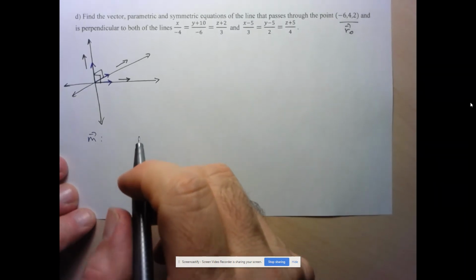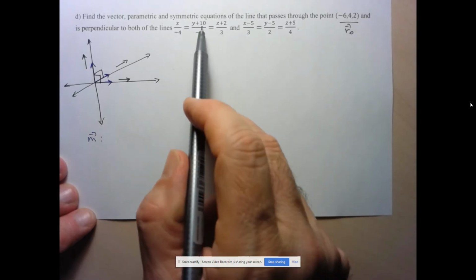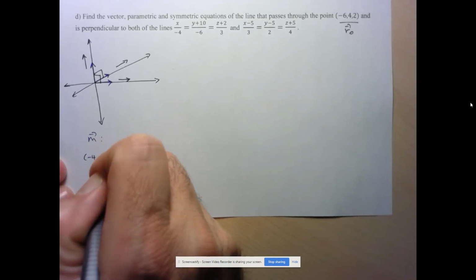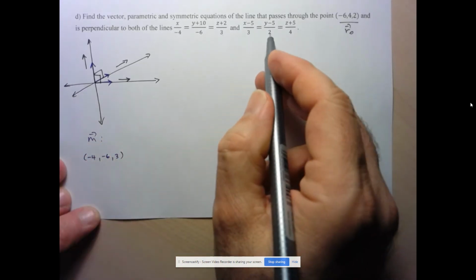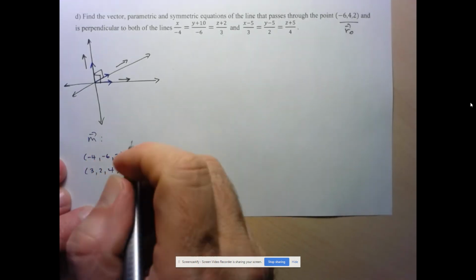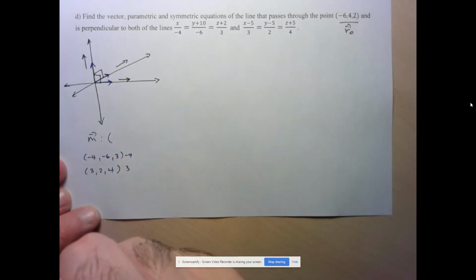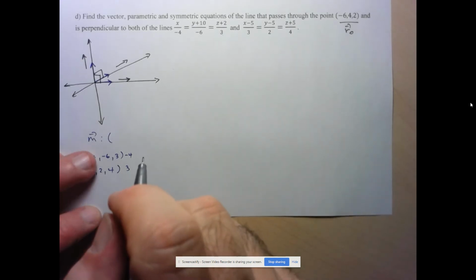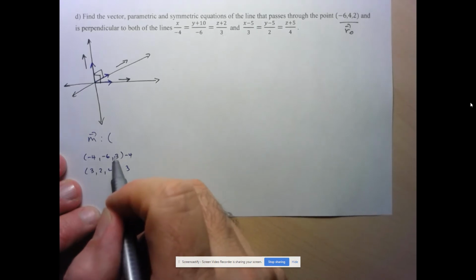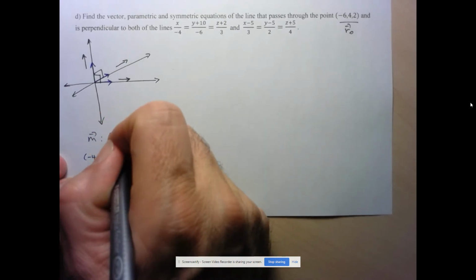So what are our direction vectors? These are both given in symmetric form, so to find the direction vectors, I just have to look at the denominators. So I've got -4, -6, 3, and then here we have 3, 2, 4. I'm going to bring over this -4 and 3, and let's calculate this direction vector. Remember, start without the x's. So we have -24. Remember, I'm multiplying and then subtracting that product. So -24 minus 6 is -30.